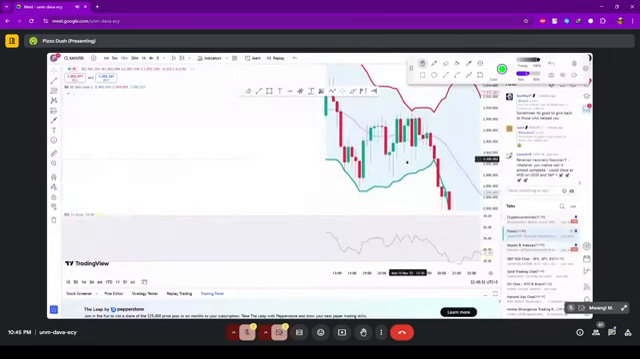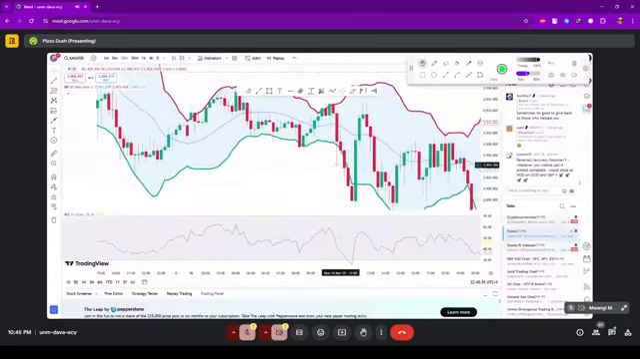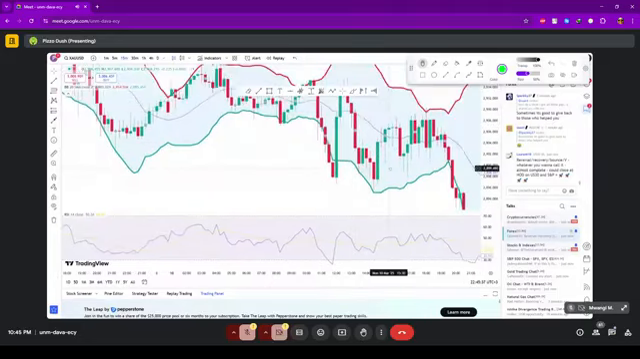Now for Bollinger Bands, we don't use it on a strong trend. We use it mostly in consolidations.